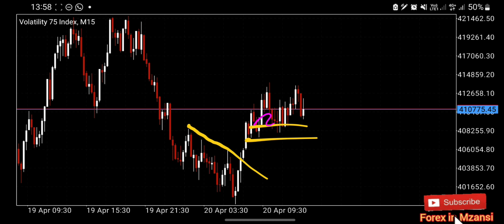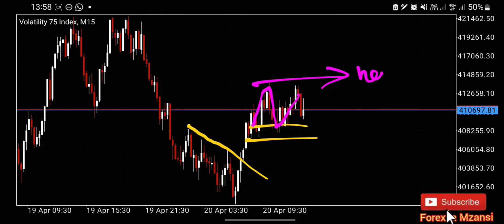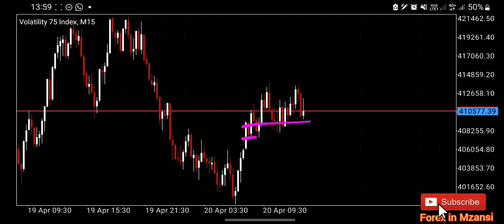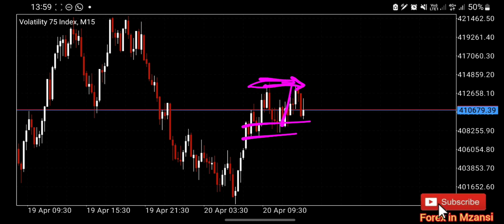It failed to, because remember, it did this, gave us a high. Now it's coming, it failed to give us a new high after testing the trend line, the zone. So this is the area of support. You take a trade from there. You are targeting this just in case whatever that caused the price to turn here causes it to turn again.